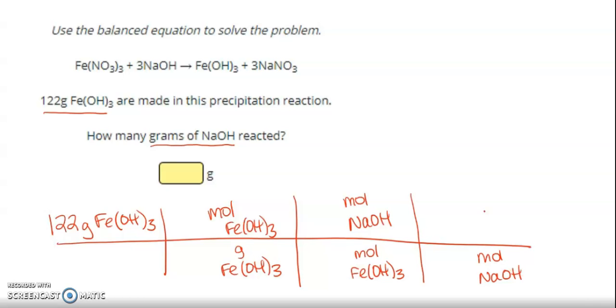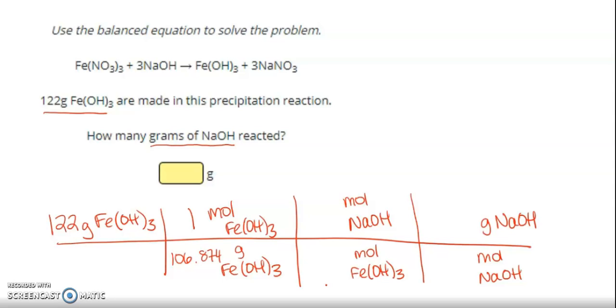Then we can go to grams of NaOH because we know how many grams are in a mole from the periodic table. Now we can fill in our numbers, and we're going to go column by column. So for moles FeOH3 to grams, we're going to look on the periodic table, and you're going to add up 1 iron plus 3 oxygens plus 3 hydrogens, and that number will go with grams. And so when you add up all those from the periodic table, you get 106.874 grams, and that's the grams in 1 mole.